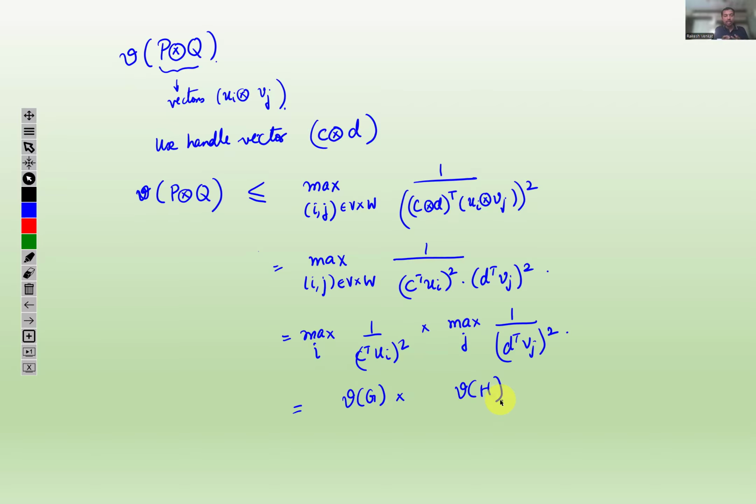It shows that the theta function is multiplicative. And from this is where we derive that theta function of G to the power K is less than or equal to theta function of G times theta function of H. Any questions about this proof? Once you get the tensor product trick, it just works. It's just a matter of working it out.